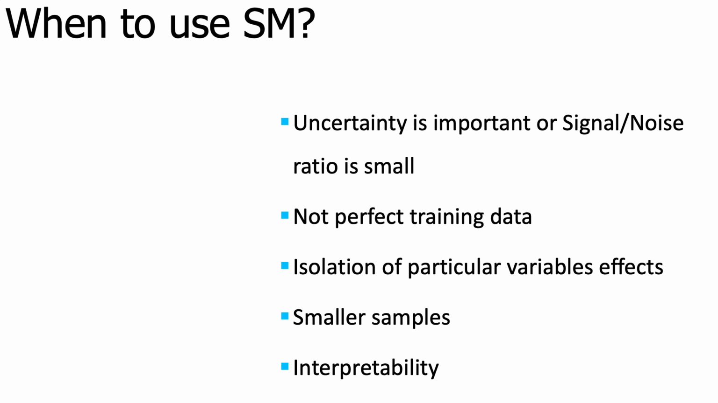Another situation is when the training data is not perfect, so you have problems getting reliable training data for what you want, and you have to work with what you've got to get some kind of answer that will possibly be limited, but at least we know how limited it is. We are interested in the isolation of particular variables' effects, making counterfactual predictions, so predictions based on something that we haven't observed yet. Those are places where statistical models can be very helpful.